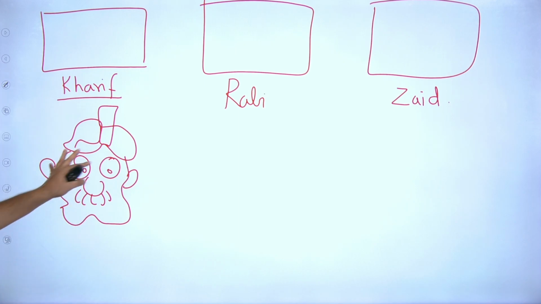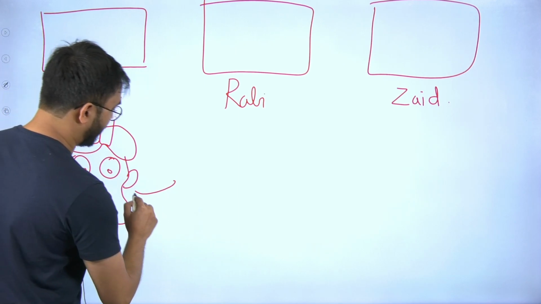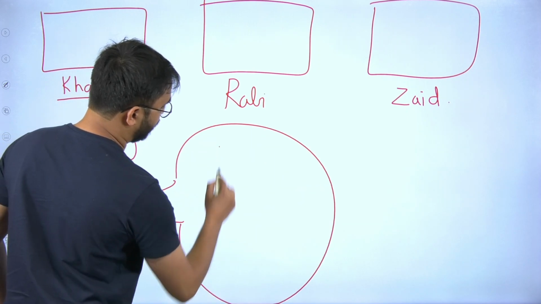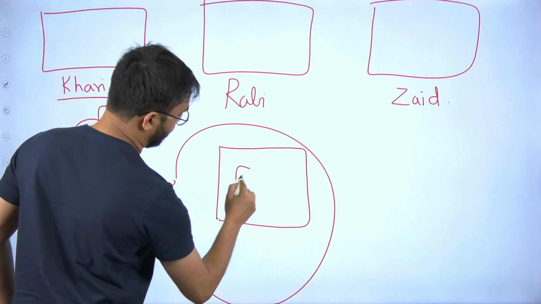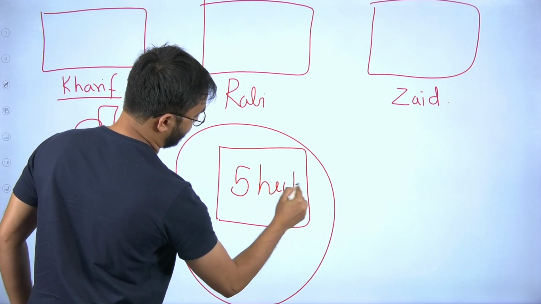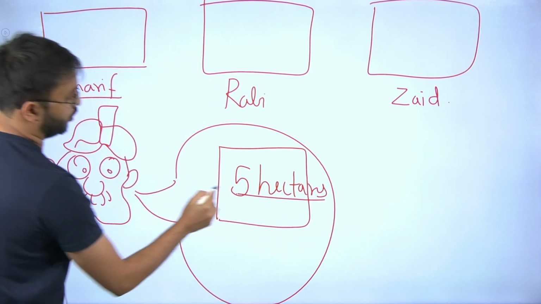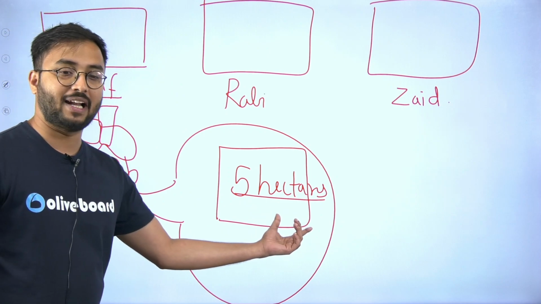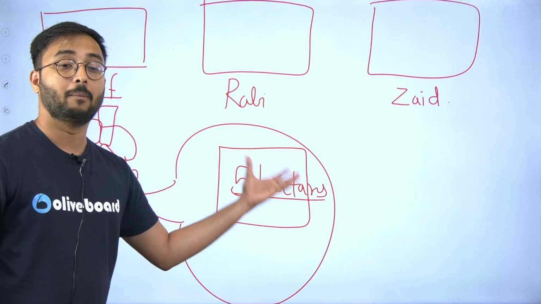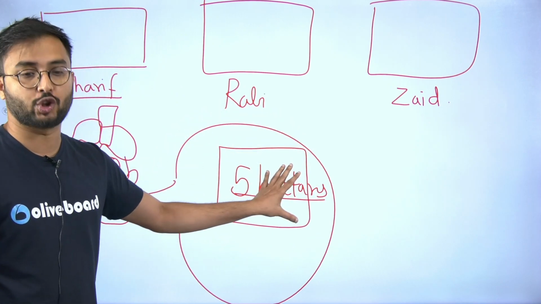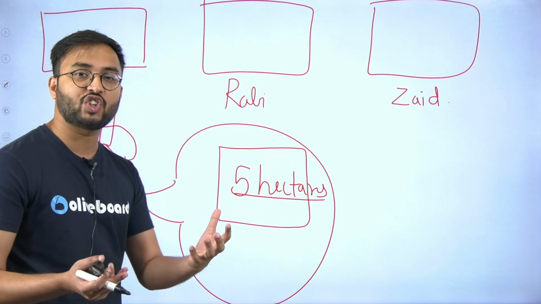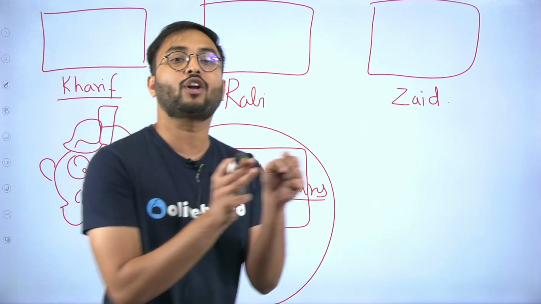Okay, considering me as a farmer, I am having 5 hectares of land. How much? 5 hectares of land. Okay, this 5 hectares of land I am having for my overall cultivation. So this is the overall land which I am having in my hands for cultivating.